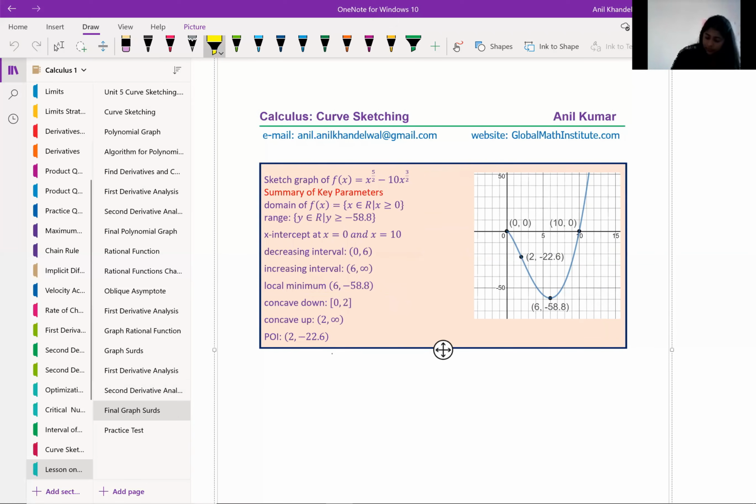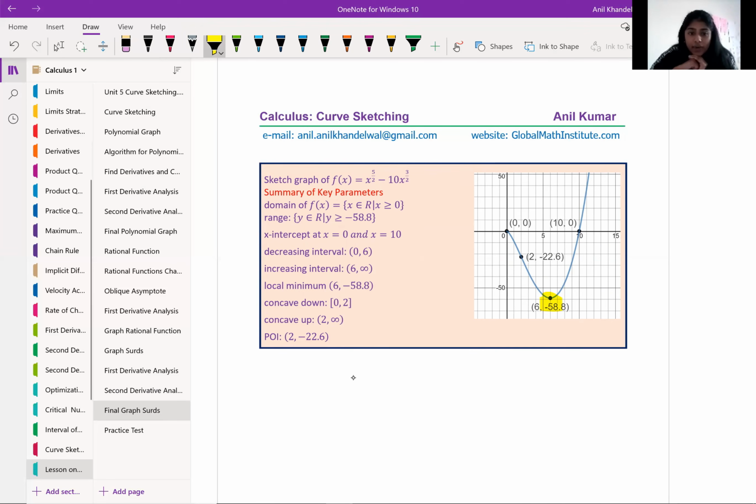Summarize all your learnings, as done here on this page, correct? Can you read this summary and explain me the graph, please, Emmy? Yeah. So summary of the key parameters. Domain of f of x: x belongs to real numbers where x is greater than or equal to 0. Like in the beginning, we said that the domain is restricted, so we're not coming from the left side. That's why you can see it's only from the right. Then range, y belongs to real numbers where y is greater than or equal to minus 58.8, which we found is the minimum point.